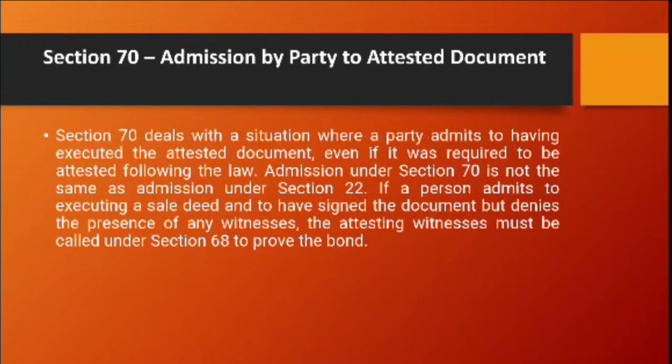Section 70. Admission by party to attested document. Section 70 deals with a situation where a party admits to having executed the attested document, even if it was required to be attested following the law. Admission under Section 70 is not the same as admission under Section 22. If a person admits to executing a sale deed and to have signed the document but denies the presence of any witnesses, the attesting witness must be called under Section 68 to prove the bond.